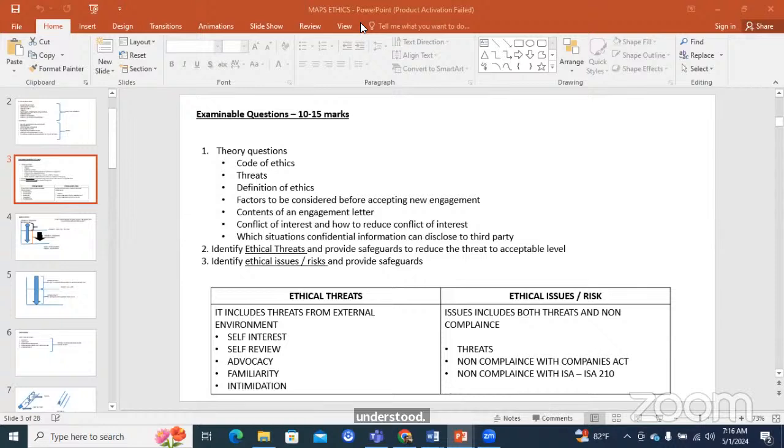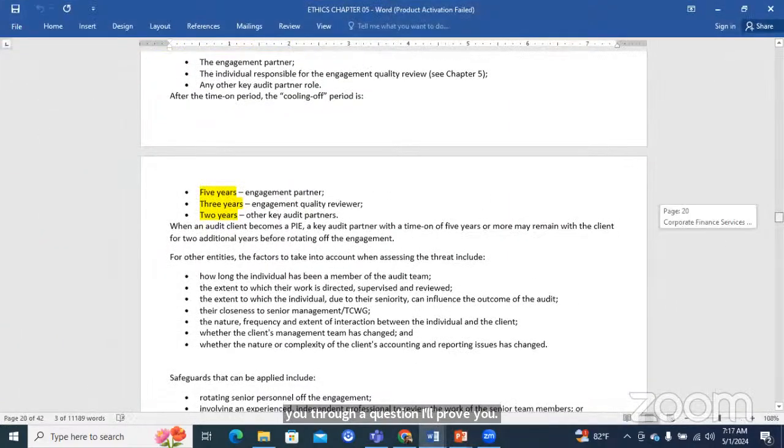Is my explanation understood? The difference between ethical issues and ethical threats: in ethical threats case studies, we always assume the auditor is an ethical person. In ethical issues, both parties can be unethical. I'll prove it to you through a question. Let's take one question here.